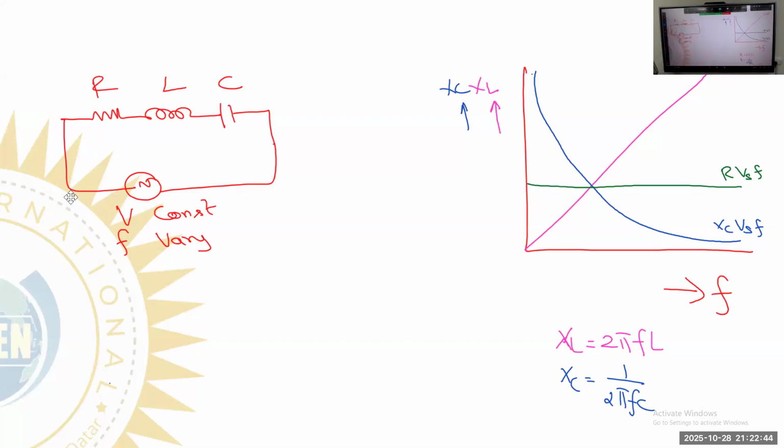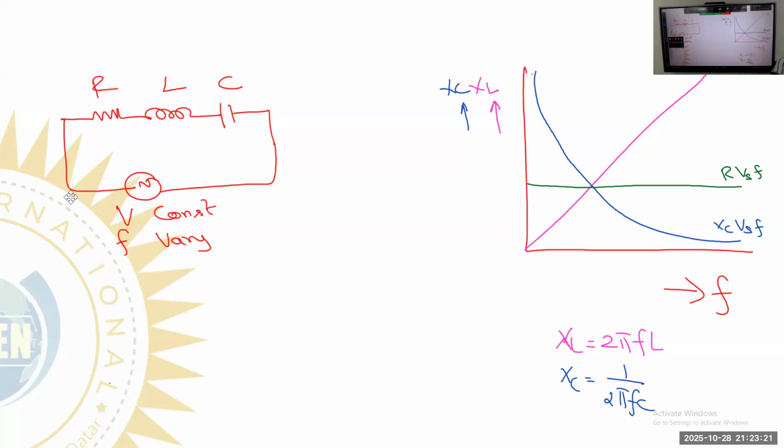So from this graph, what we understand is, if the frequency increases, the resistance remains constant. XL is linearly increasing. XC is in 1 by X format, so it is decreasing. In the AFO, I rotate the knob to 0 hertz. I give 0 hertz, XL is 0, XC is infinity. I again rotate the knob, that is, I increase the frequency, XL is increasing, XC is decreasing.